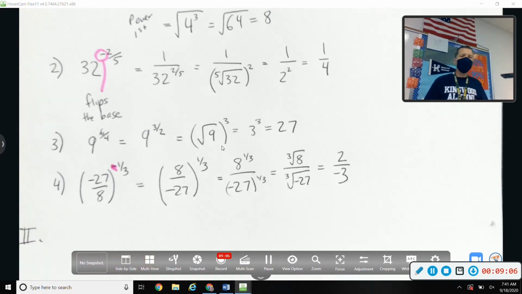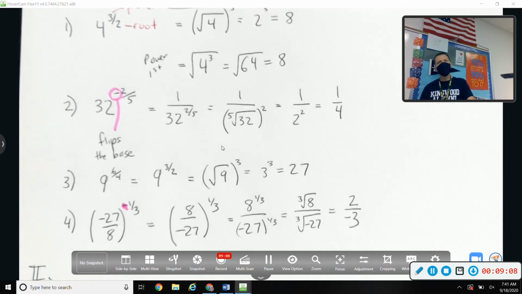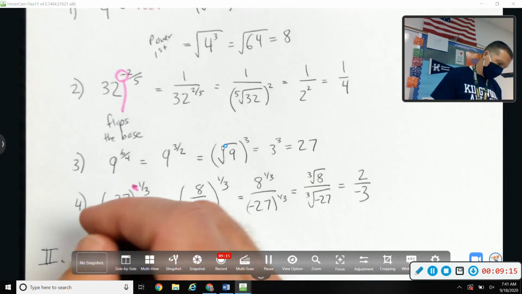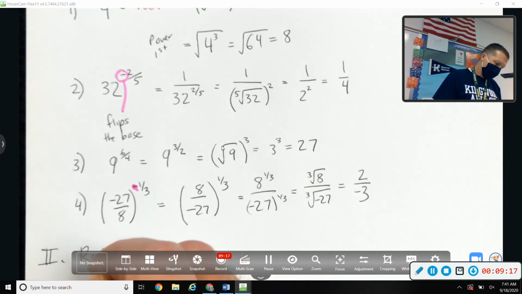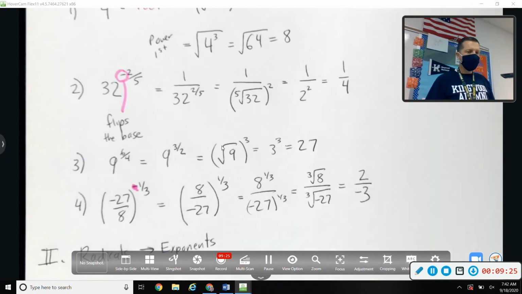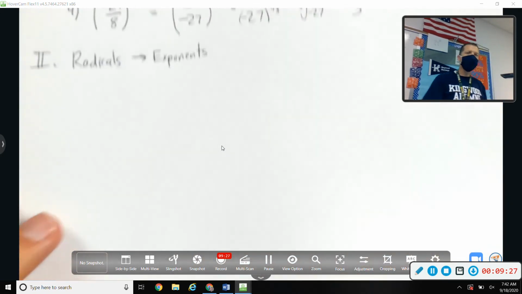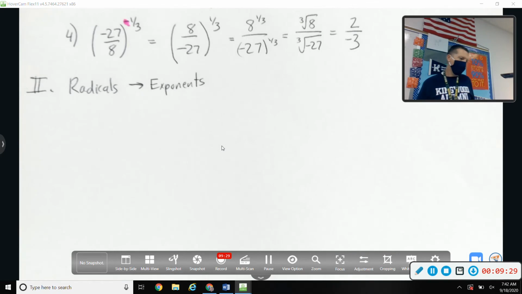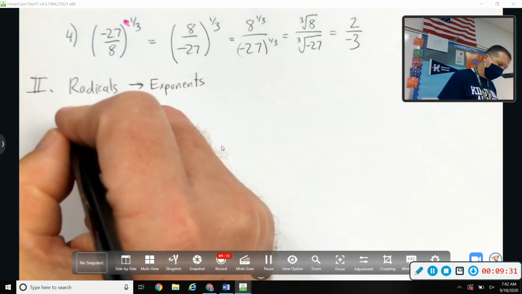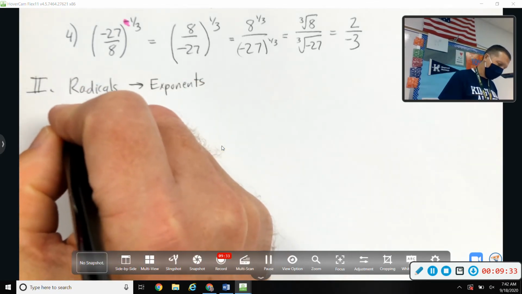All right, so exponents. Again, the only thing is the flower power grows on top, the root grows underneath. And do the root first because that makes your life easier. Now we can use that same thought process, but just in reverse. We'll go from radicals to exponents. So we'll start with some radicals and turn them into exponents.